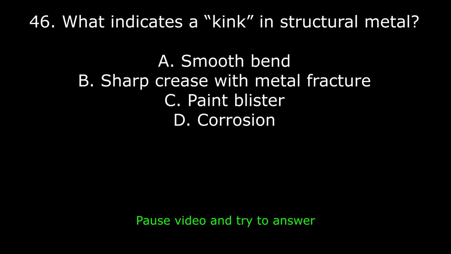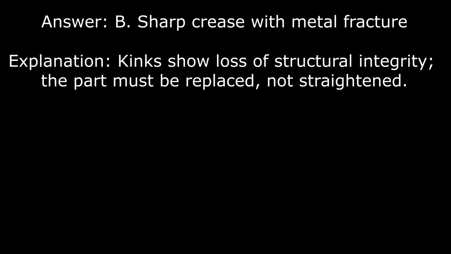46. What indicates a kink in structural metal? A. Smooth bend. B. Sharp crease with metal fracture. C. Paint blister. D. Corrosion. Answer B. Sharp crease with metal fracture. Explanation. Kinks show loss of structural integrity. The part must be replaced, not straightened.